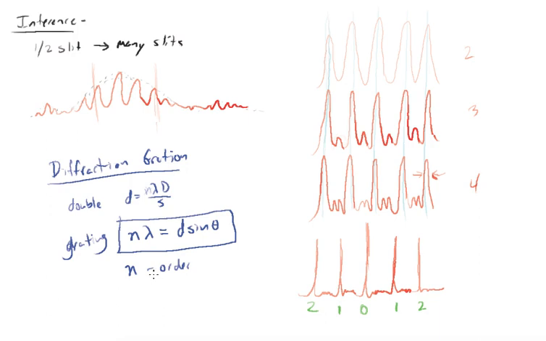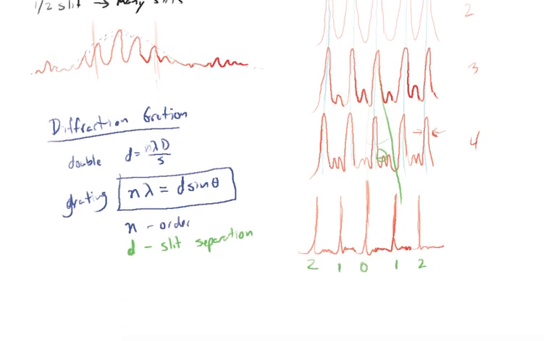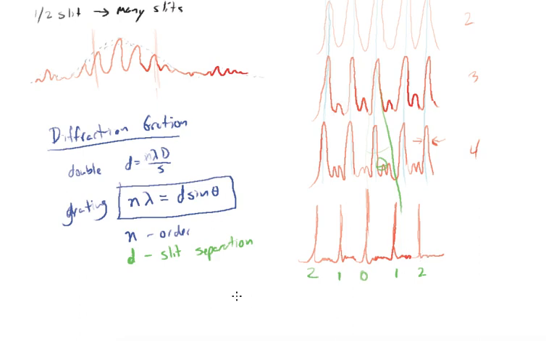D in this equation is the slit separation, so how far apart are the slits? And that's what that is. And then theta is measured from the normal. So as the light was coming in, this would be normal to the surface. Theta would be something like that. Okay. So not only can this tell you what the angle is to one of these brights, but it can even tell you how many of these you can have.